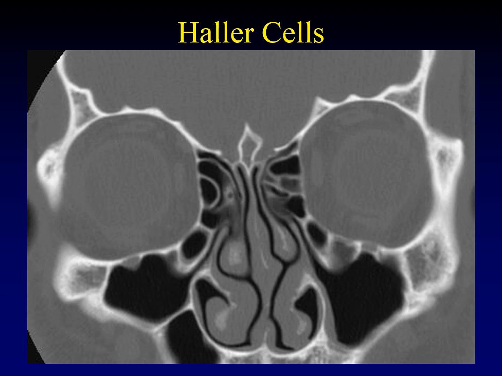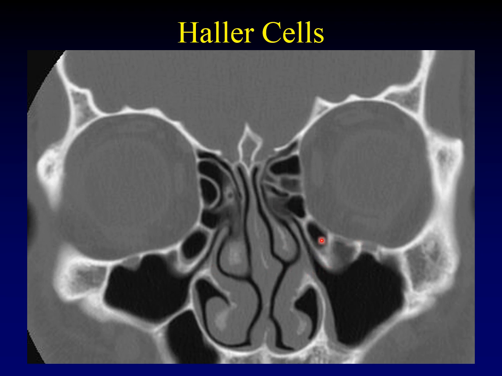Haller air cells are anterior ethmoid air cells that live between the infundibulum and the orbit. Normally, the infundibulum should be right up against the orbit. If there is a discrete air cell in between the infundibulum and the orbit, that's called a Haller cell. Now, these are a normal variant. If they are expanded and compress the infundibulum, then that can cause pathology and is worthy of particular mention.